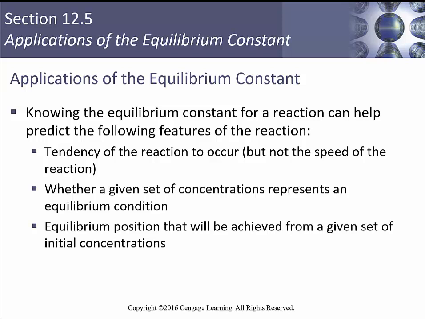Knowing the equilibrium constant for a reaction can help predict the following features of the reaction. 1. The tendency of the reaction to occur, but not the speed, right? It just tells us the tendency. Are we going to form products? Are our products favored? It doesn't tell us how fast we're making them, right? There's like our diamond. Oh, well, that product of graphite is favored, but it's not happening real fast.